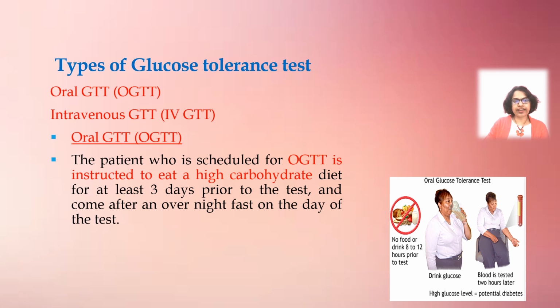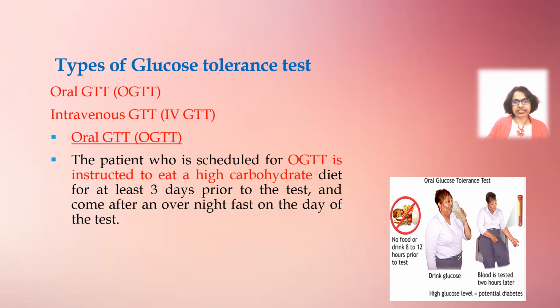Let us talk about the types of glucose tolerance test. The first one is the oral glucose tolerance test. The second one is the intravenous glucose tolerance test. Oral glucose tolerance test is also known as OGTT. Intravenous glucose tolerance test is also known as IV-GTT. So let us talk about the oral GTT, OGTT.